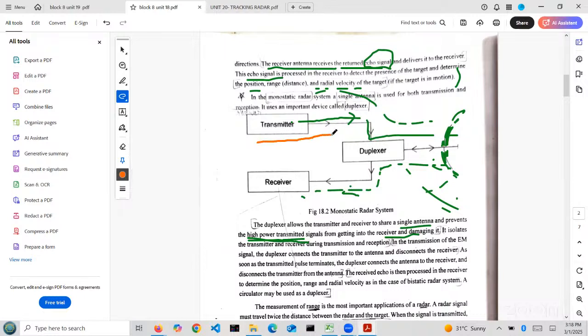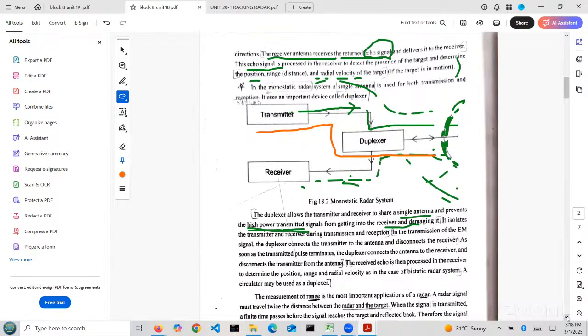Transmission of signals goes through the duplexer to the output. At the time of transmission, the receiver is disabled. Suppose the receiver is working. What happens to the transmitter? The transmitter is disabled. Only one is working. If the transmitter is connected to the antenna through the duplexer, the receiver is disabled. If the receiver is connected to the antenna, the transmitter is disabled, which is explained in this paragraph. Next, finally, whatever echo signal we received across the receiver, we are calculating its position.